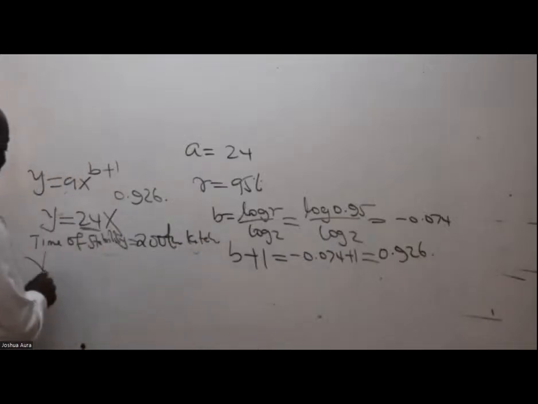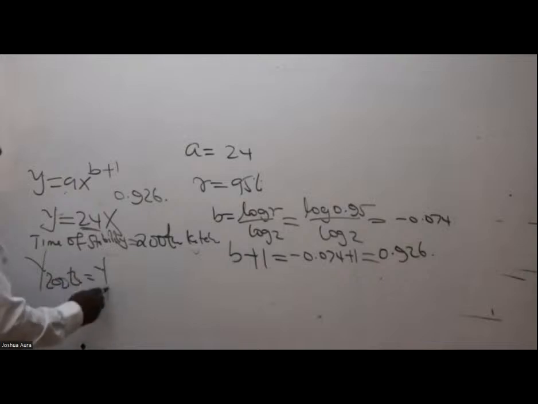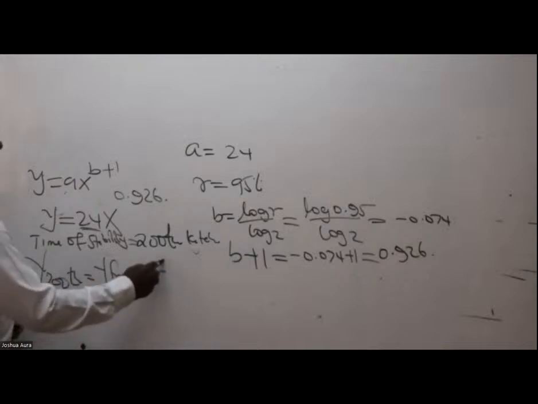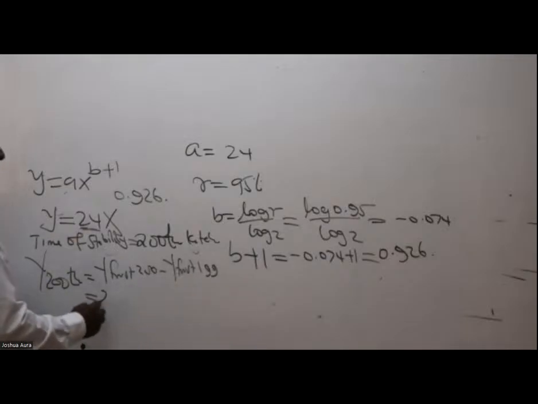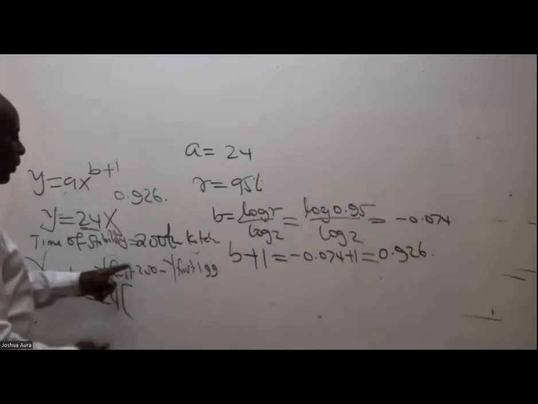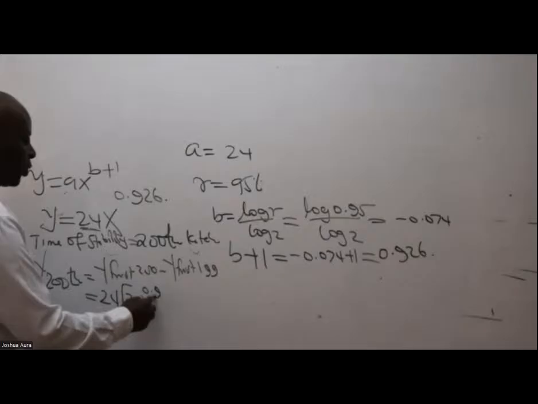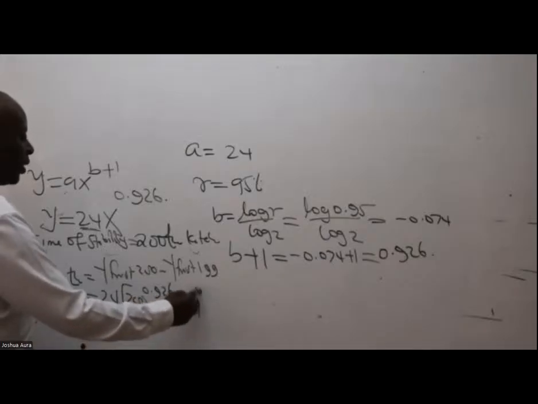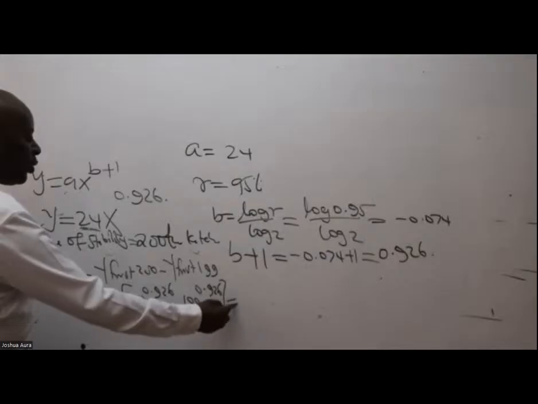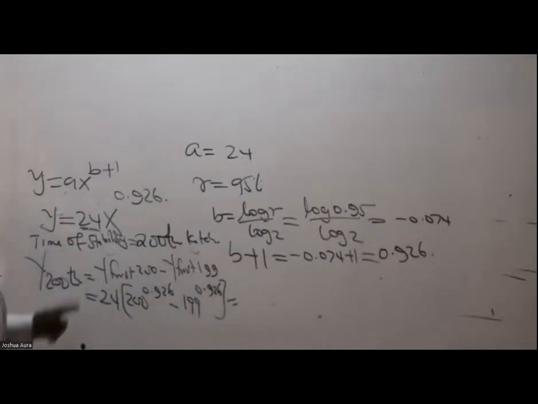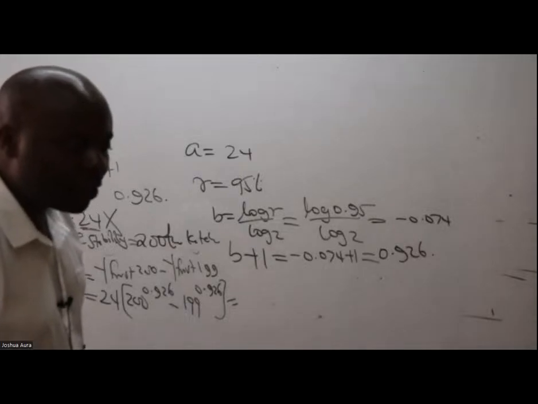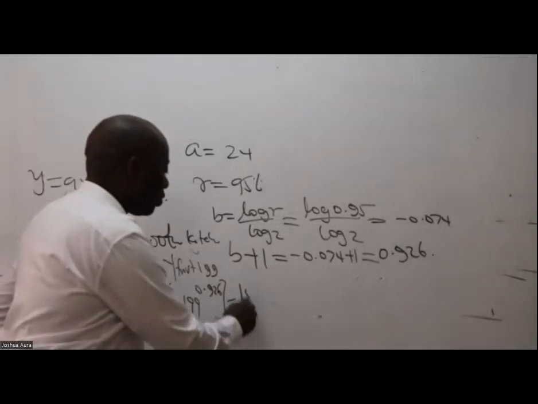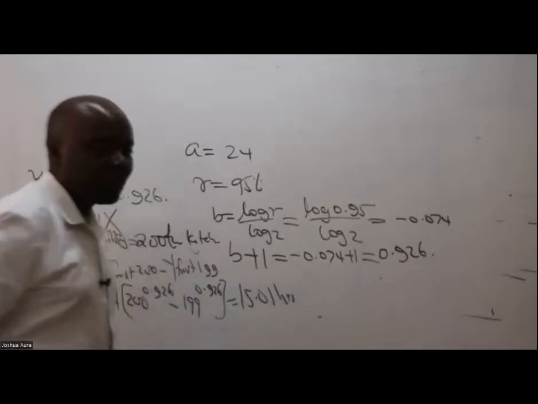So now I say here y 200th. So this will be y first 200 minus y first 199. Let's put 24 outside. So say 24 into 200 raised to 0.926 minus 199 raised to 0.926. I'm sure you must have gotten this correctly. What did you get, somebody? 24 times, open brackets, 200 raised to this, minus 199 raised to that. They say it is 15.01 hours.